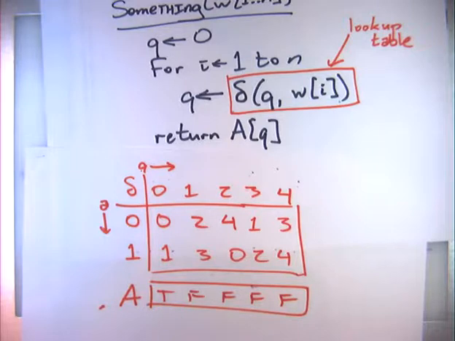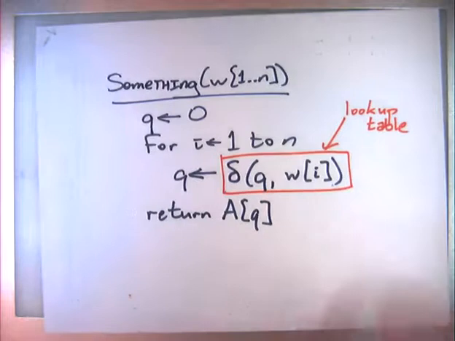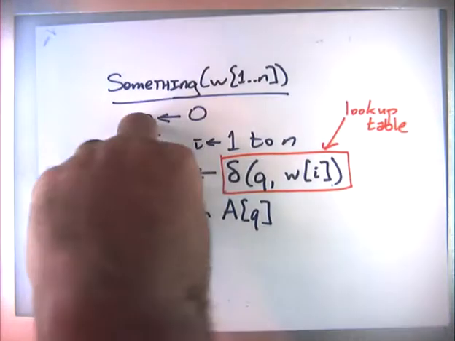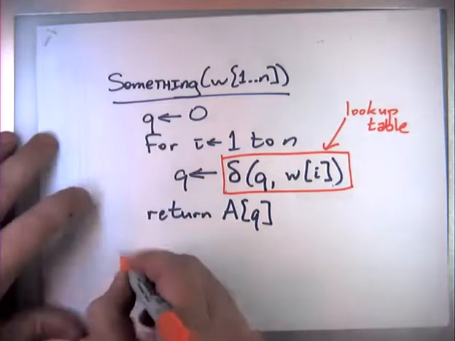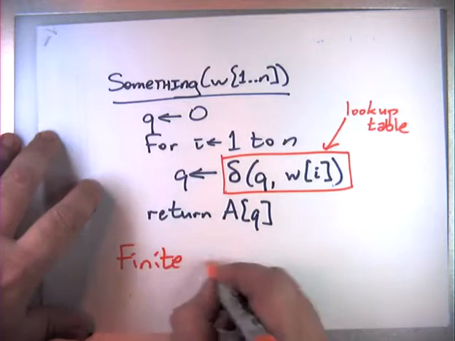Now, this sort of general algorithm, where we scan through an array, and every time we read a symbol, do some computation, but do it in a way that our internal state, represented by this letter Q, always fits within some small set of values, is called a finite state machine.